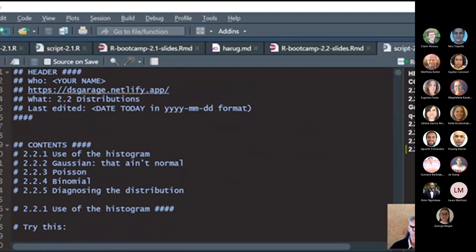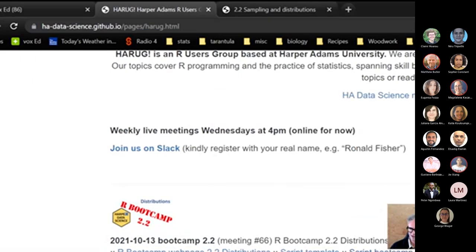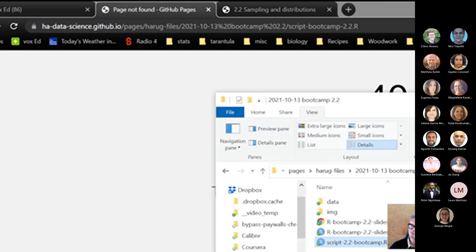I see Matt's got his hand up. Yeah, just quick, I might have missed something, but I went to the link. I'm getting a 404. Oh. Let's examine that. Let me try to explicitly download. That's on the script bootcamp 2.2R. Oh, look at that. Okay, I know what has happened. I've allowed myself to have, let me just explain it in words, and I'll actually show you in real time how to fix it.